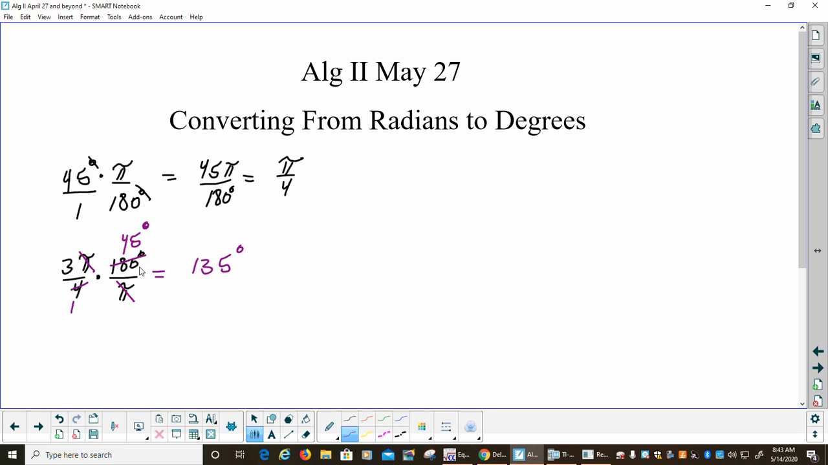You could type this stuff in your calculator. Pi's cancel out, so you have 3 times 180 divided by 4. Type it in, beep, that will pop out 135 degrees. Okay?